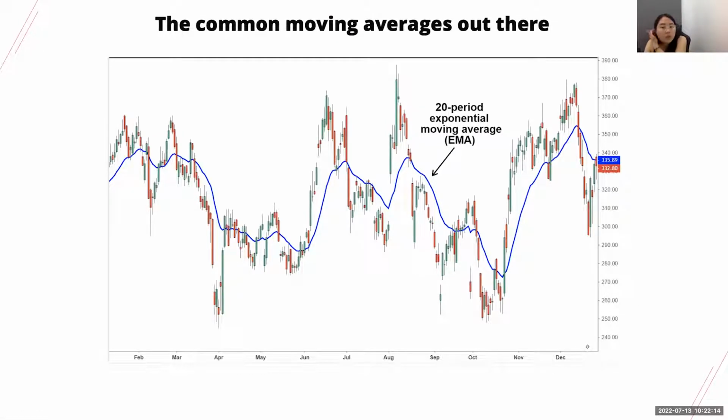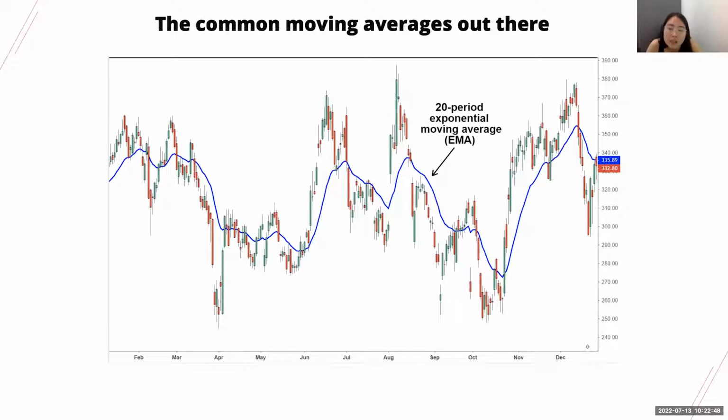Okay, so the exponential moving average gives more weight to the most recent price points to make it more responsive to recent data points. So the exponential moving average is not as lagging compared to the simple moving average. An exponential moving average tends to be more responsive to recent price changes as compared to the simple moving average, which applies equal weight to all price changes in the given period.